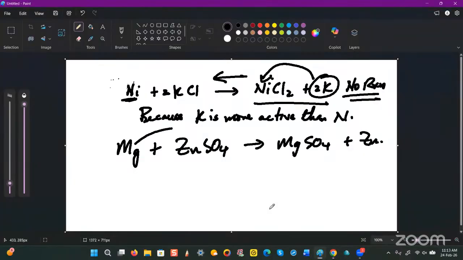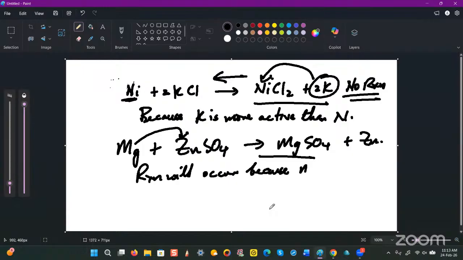Magnesium will actually displace zinc to form magnesium sulfate. So therefore, this reaction will occur because magnesium is more active than zinc. All right. Okay, so in order for you to answer questions like these, I would have to provide you that chart.